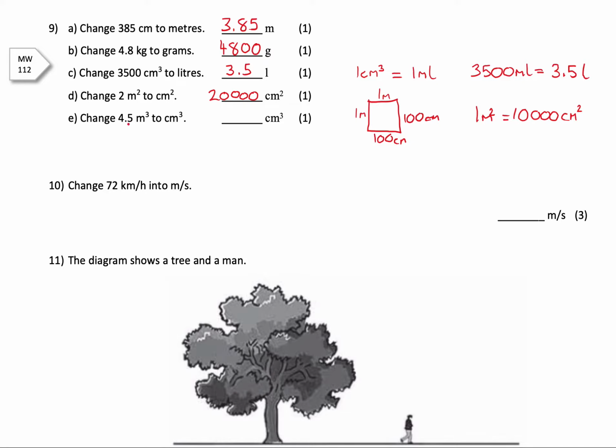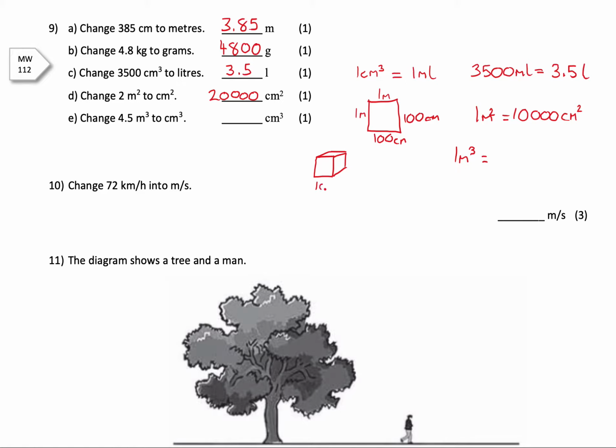Okay, and 4.5 cubic metres to cubic centimetres. And we should try and say cubic metres rather than metres cubed because that can lead to all sorts of confusion. Right, so just building on this a little bit more, I had a cube. Let's just go with 1 cubic metre. So imagine this cube was 1 metre by 1 metre by 1 metre.